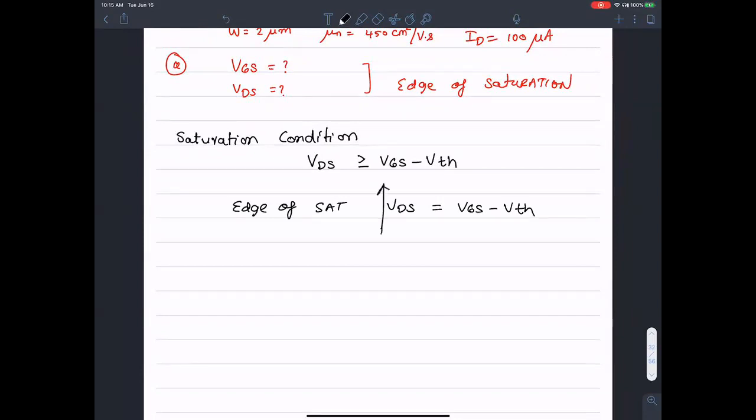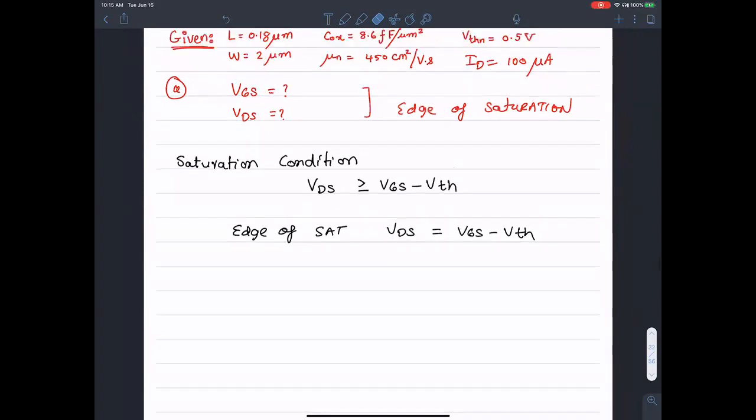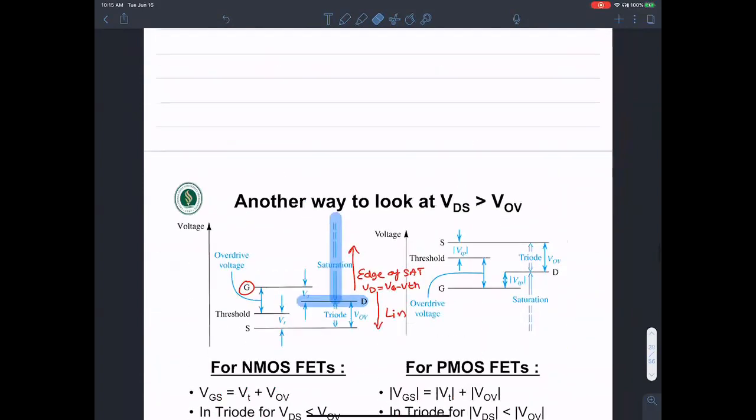If VDS goes up, it's going to be in saturation. If it goes down by any small amount, it goes into the linear region. Okay, this is precariously balanced on the edge of saturation. So that is shown here as well.